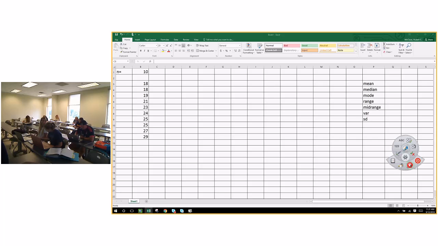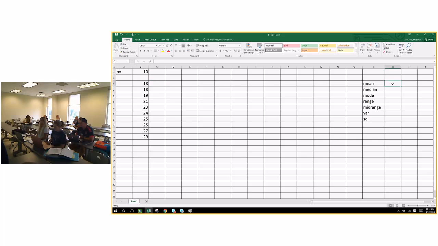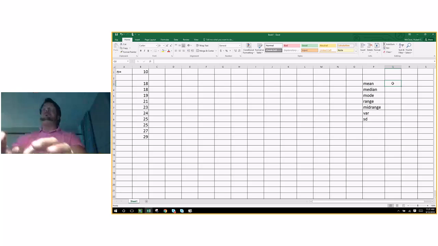I was asking y'all a question. Oh, what did you say? Said, what's the first thing we need to find? Mean. Mean, good. So I need to find the mean. And the mean is the summation of all of those numbers divided by what? 10. Divided by n, good, which n is 10. And that is 22.9.